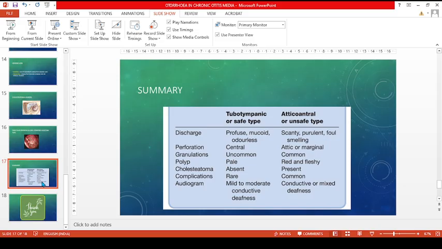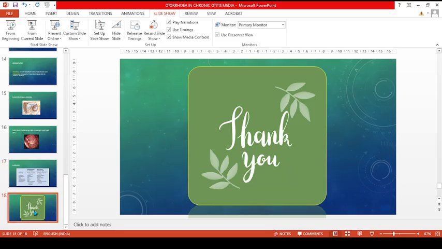The classical pale pink polyp is seen in tubotympanic disease, and usually what we see in case of atticoantral disease mimicking a polyp is a granulation. Complications are more common in atticoantral disease and rare in case of tubotympanic disease. Audiogram shows mild to moderate conductive deafness in case of tubotympanic disease and a variable presentation in atticoantral disease.